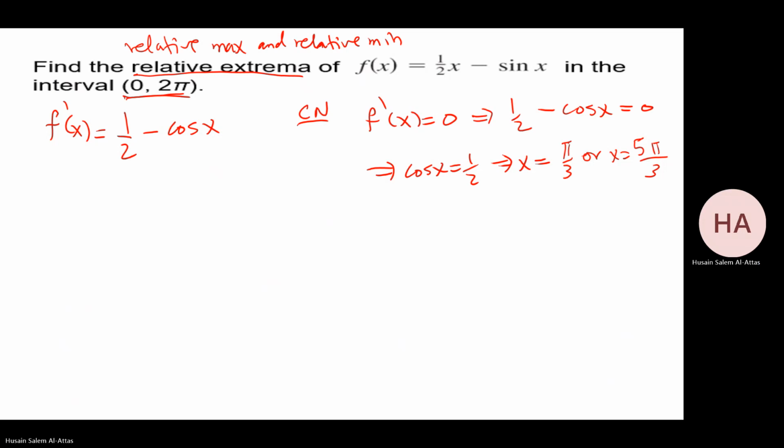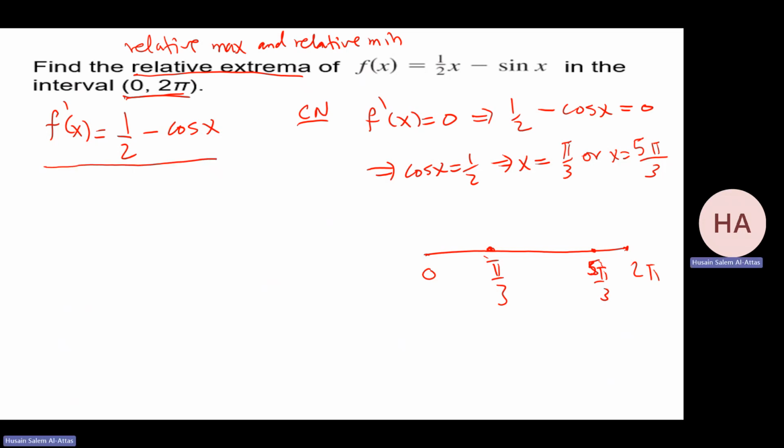Okay. So I need cosine positive in the first and fourth quadrant. The same thing, we'll do number 9. I have 0, 2 pi, and they have pi over 3, and they have 5 pi over 3. Okay, and this is f prime. This is my f prime. Okay, take a value here.